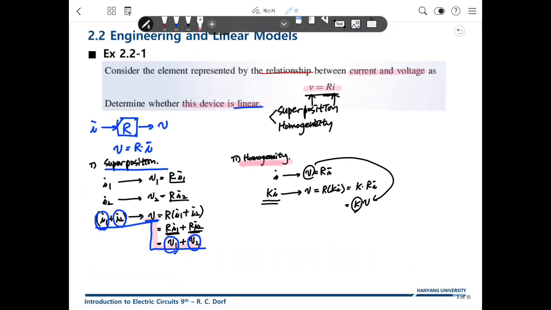So this device satisfies the two things. So we can say this device is linear. It's a very simple example of that.